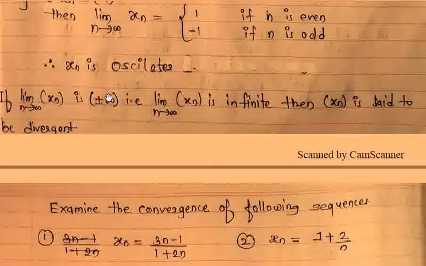So instead of getting a number, you get plus or minus infinity, then it's going to be divergent because it does not converge to a single number, but it just becomes an infinite number, right? So it's divergent.